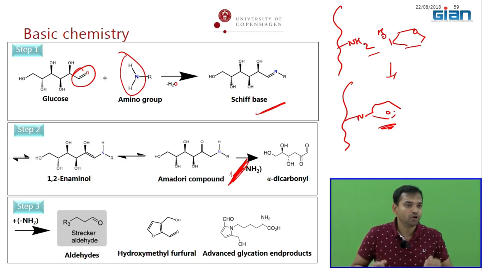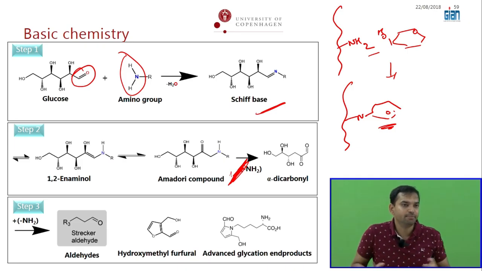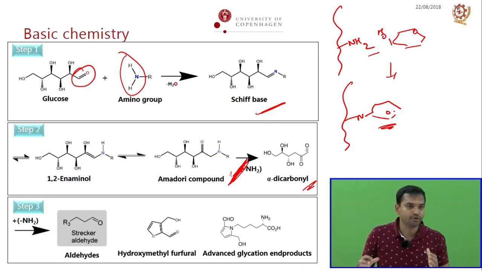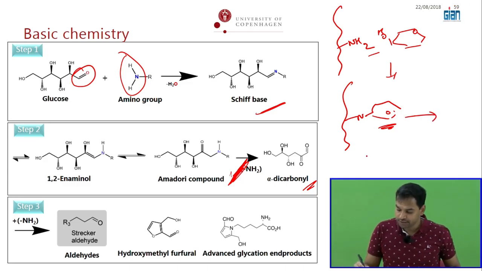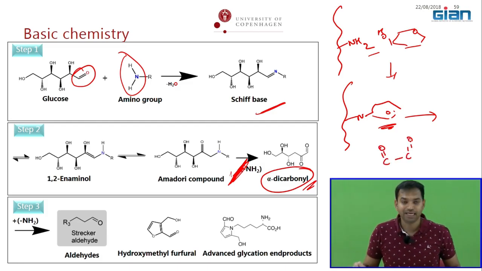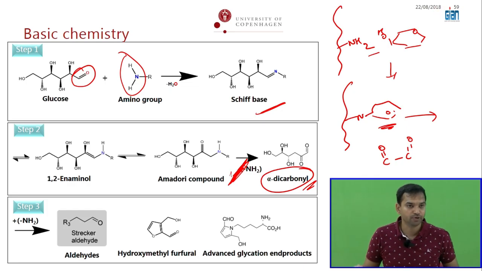They further undergo a lot of complicated mechanisms. They produce volatile compounds, they produce highly reactive compounds, and that will change the flavor of the food. For example, this reaction goes further and forms a very reactive compound called an alpha-dicarbonyl compound, C=O, dicarbonyl compound, 2 carbonyl groups, right?